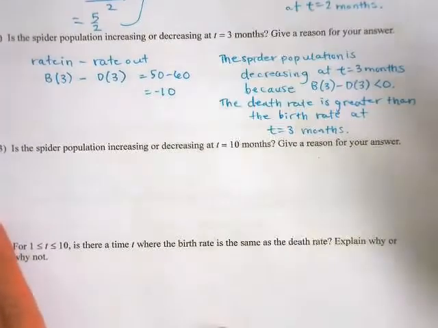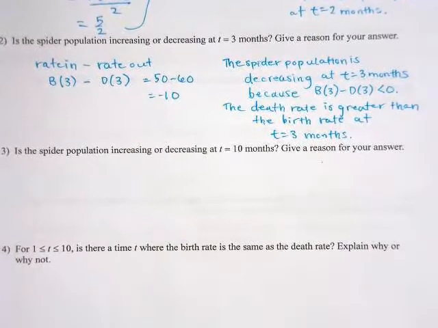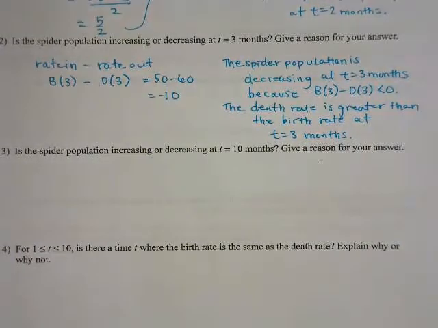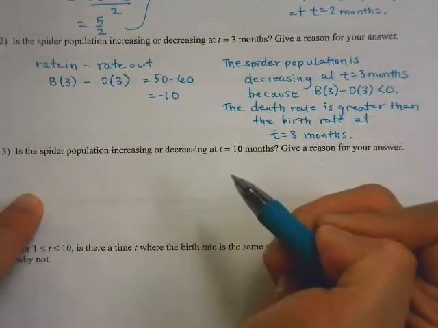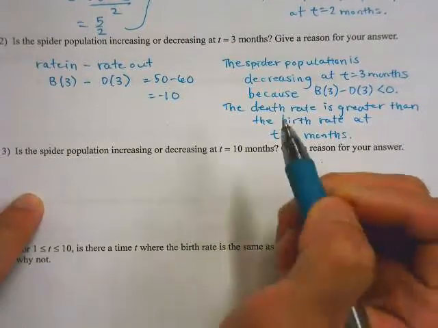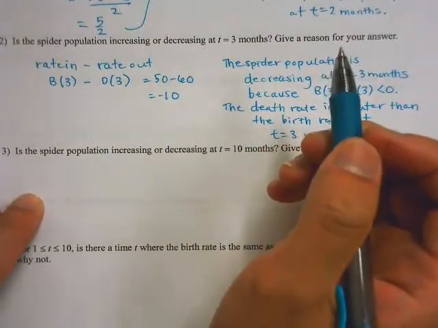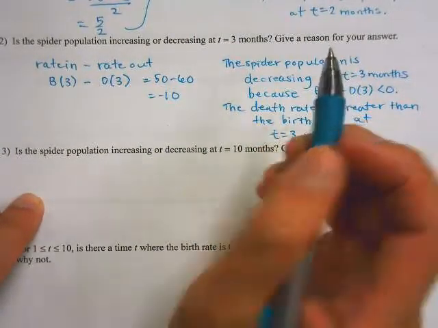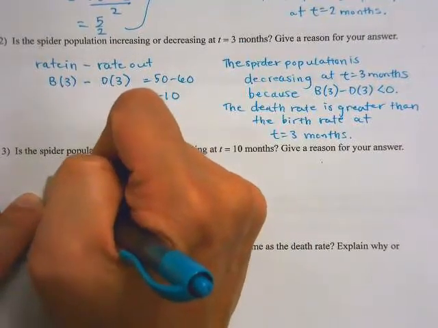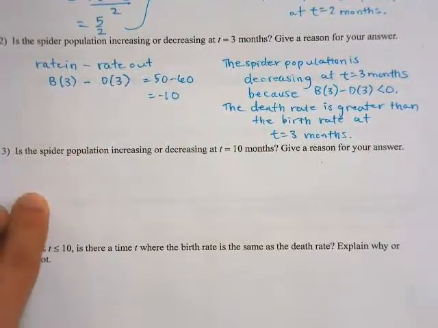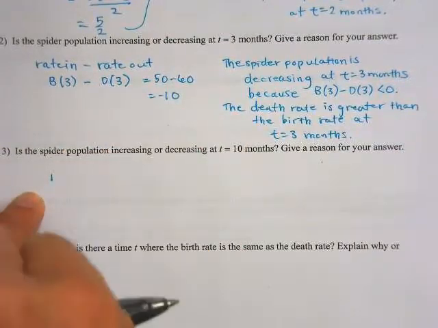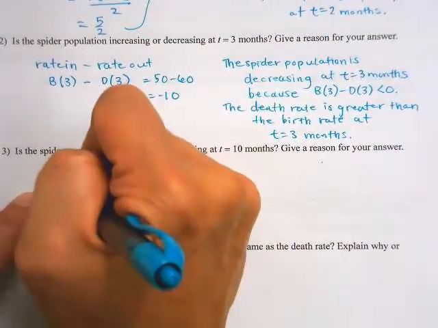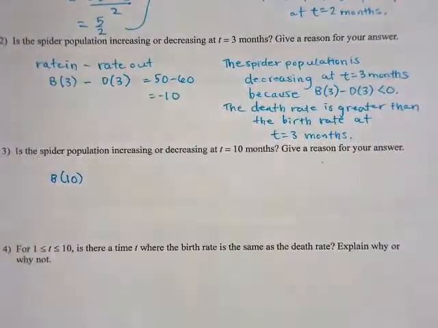So, with that said, number 3 should be a little bit similar. Is the spider population increasing or decreasing at t equals 10 months? Tell me what's right over here on your math calculations. Go.